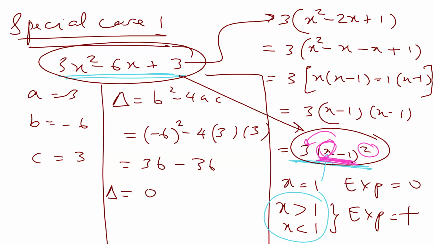So in this special case, the sign of this quadratic expression is either 0, which is not having any sign, or positive. So you need to elaborate that the quadratic expression will not have any sign when x is equal to 1, and it will have sign positive if x is not equal to 1. That means it is greater than or less than 1. You understood this special case?